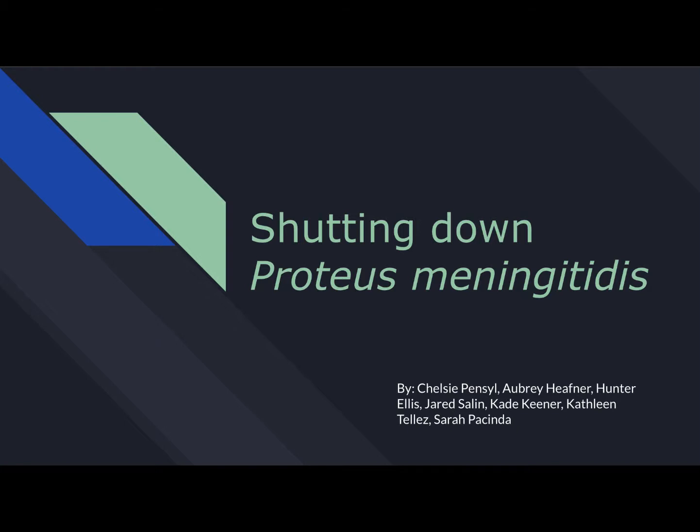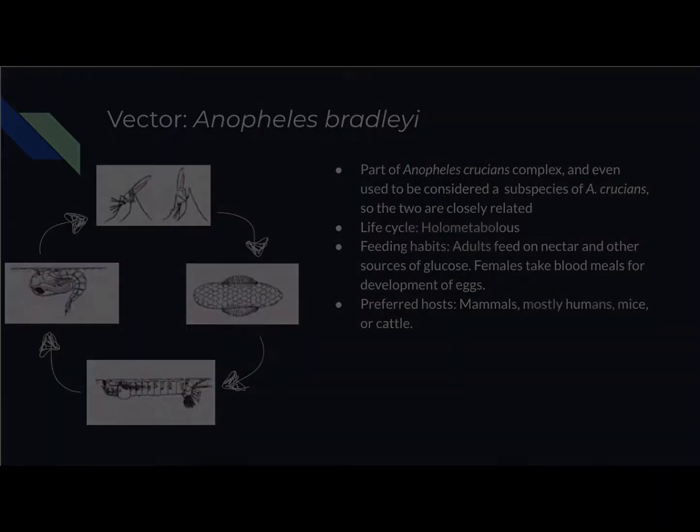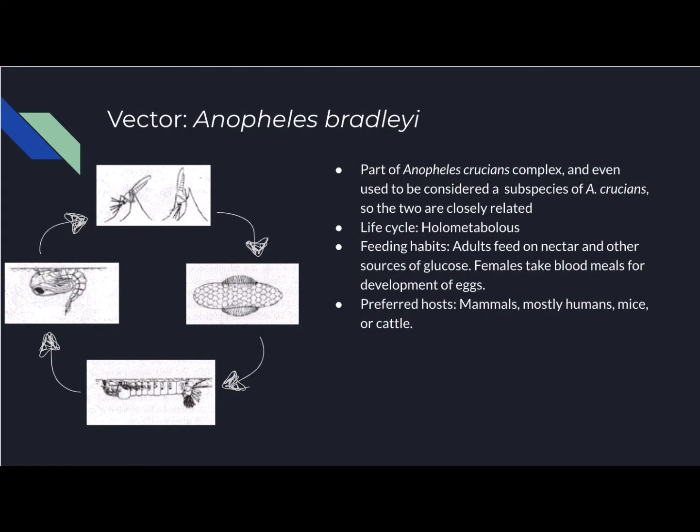Shutting down Proteus meningitis, an overview and control plan for Blumkin's disease. The vector of Blumkin's disease is Anopheles bradleyi, which is a part of the Anopheles crucians complex, and even used to be considered a subspecies of Anopheles crucians. They are so closely related, in fact, that they cannot be identified morphologically until they are fourth instar larvae.